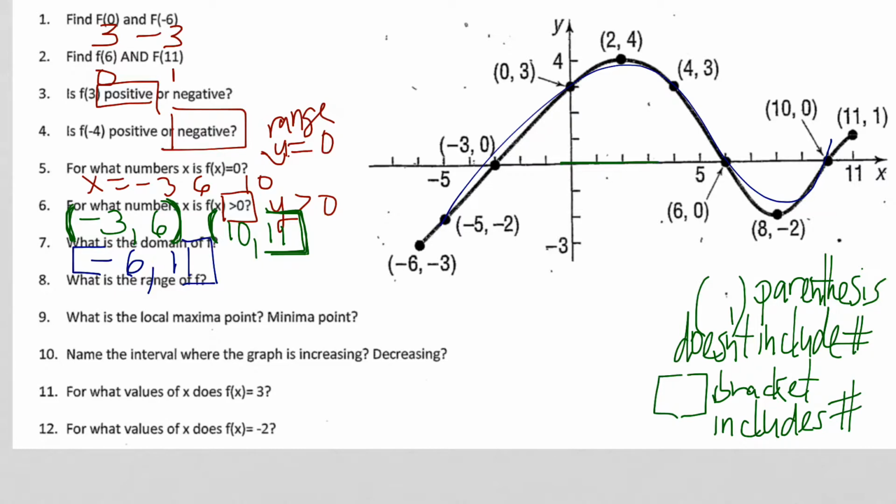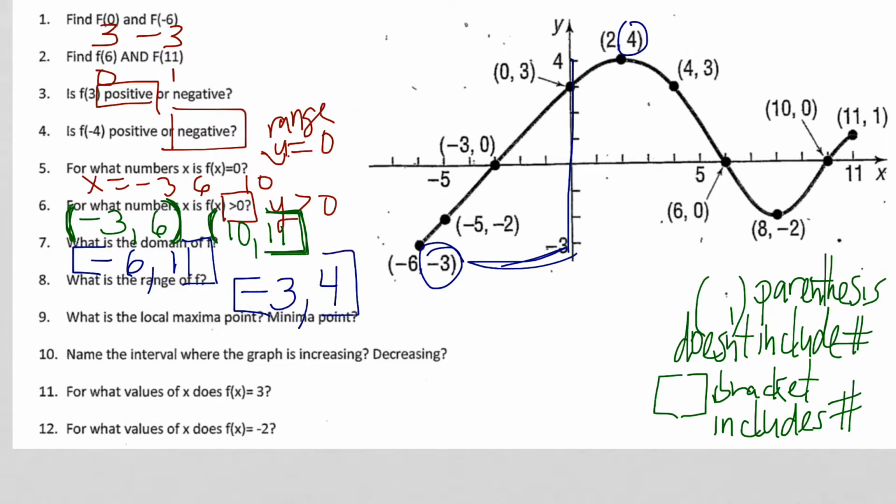What's the range? That's my y values. So the lowest y value is down here at -3. It includes it. And what's the highest y value? Goes all the way up. Looks like it's at 4 and includes that because it's solid.